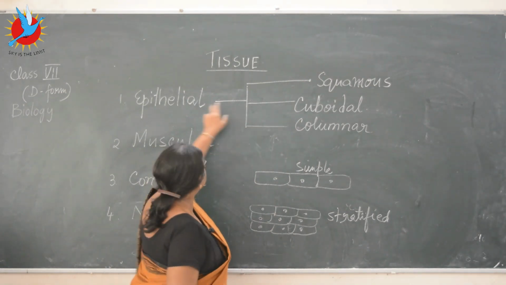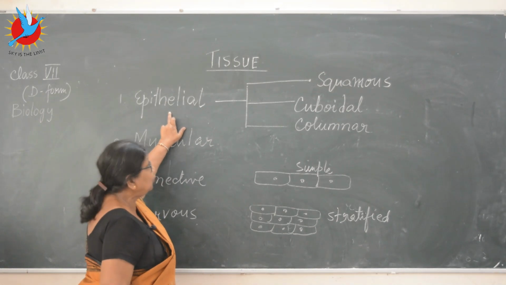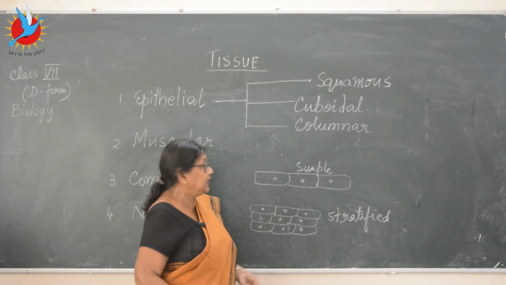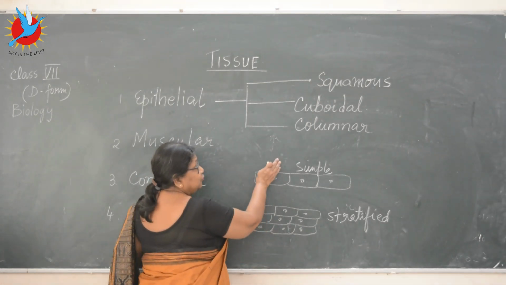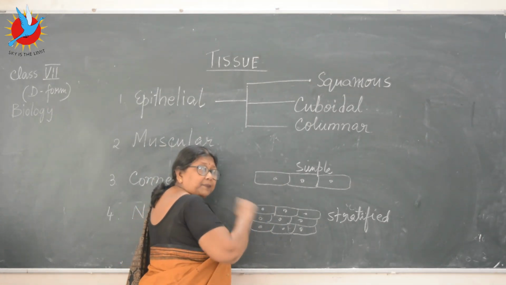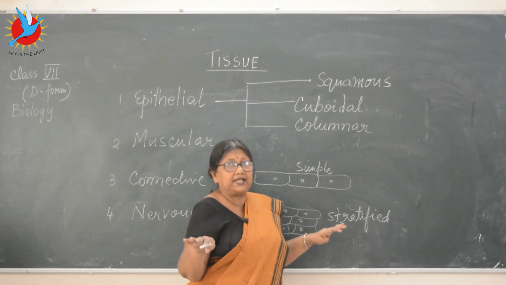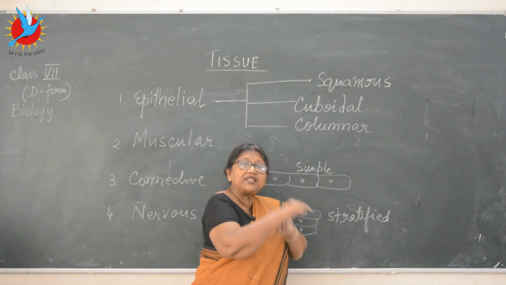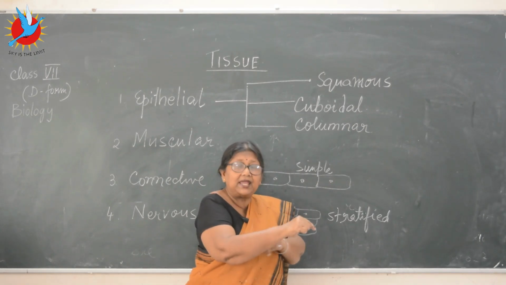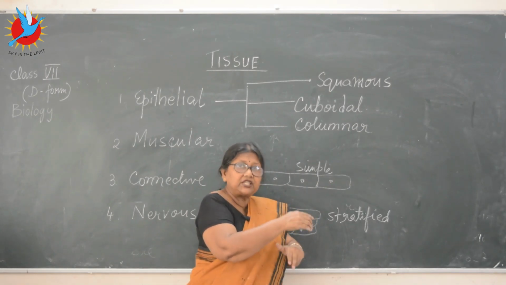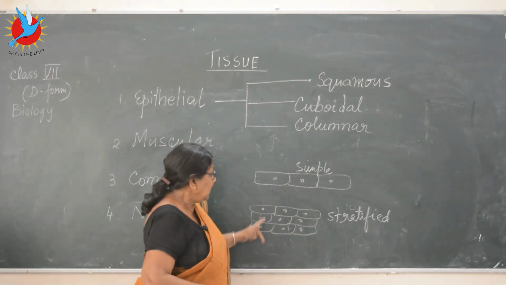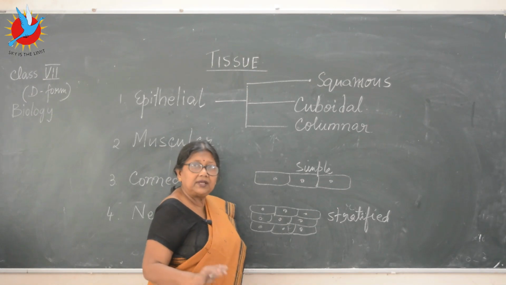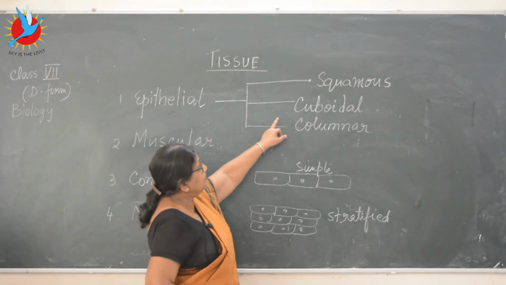So squamous is the part of the epithelial tissue which makes the covering of any particular organ or the body of the animal, and it can be of two types: either simple, meaning single layer flat cells, or stratified, multi-layered, like skin. It's not thin like single-layered, it's multi-layered for protection also in certain parts. So multi-layered is called stratified, single-layered is called simple. Clear?